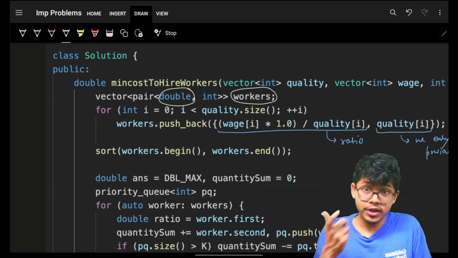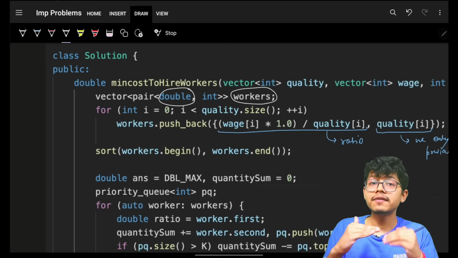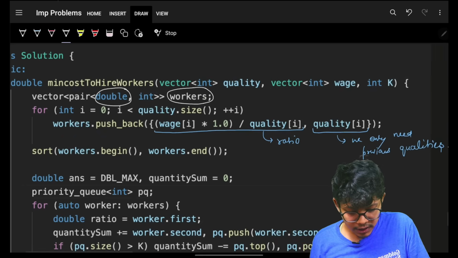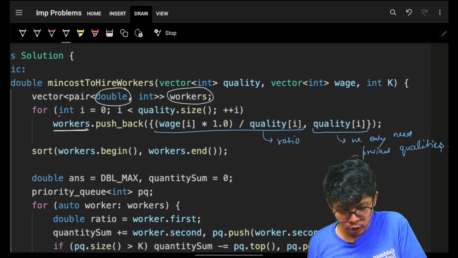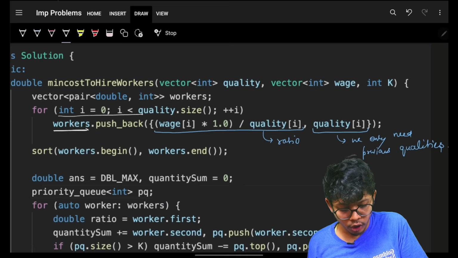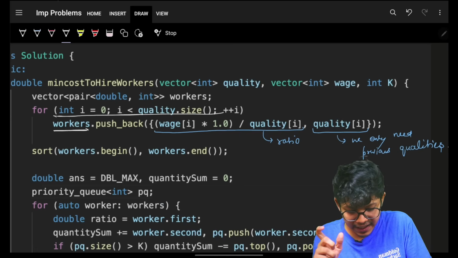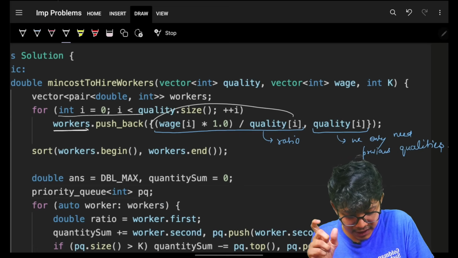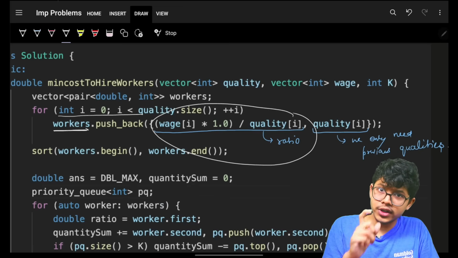Double is their corresponding ratio, because I know I have to sort the workers on the basis of their ratio. So firstly, I will go on to all the workers, and then I will just simply get the ratio. Ratio is wage upon the quantity.